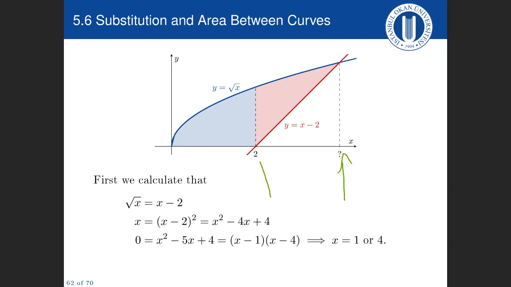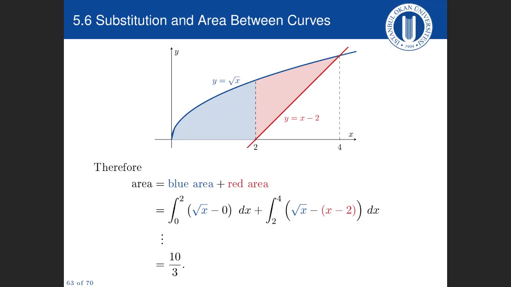So if 2 is here, what is this number? Is this 1 or is this 4? Of course, this must be 4, right? Why can it not be x equals 1? Well, x equals 1 doesn't satisfy the equation that we started with. Square root of 1 is not the same as 1 minus 2. So it must be x equals 4. Okay, so this is 4 now.